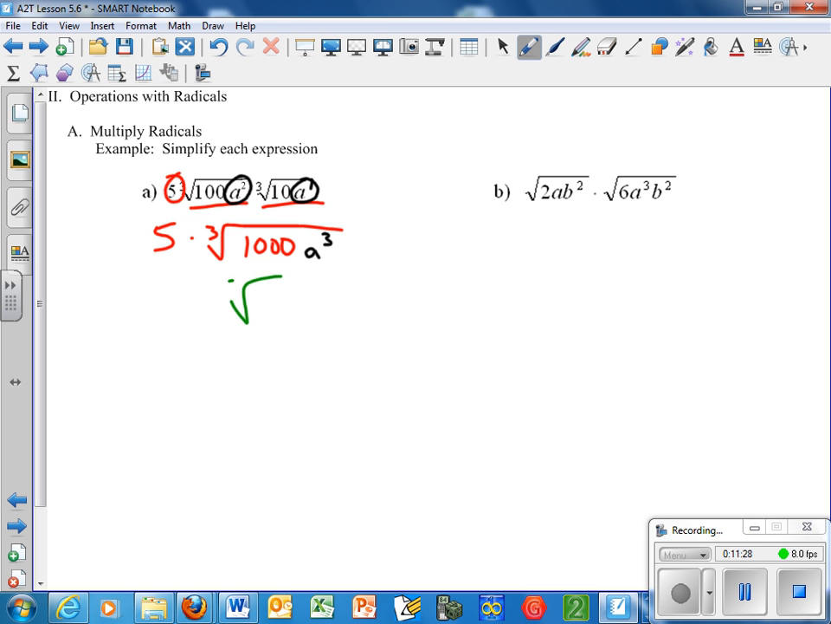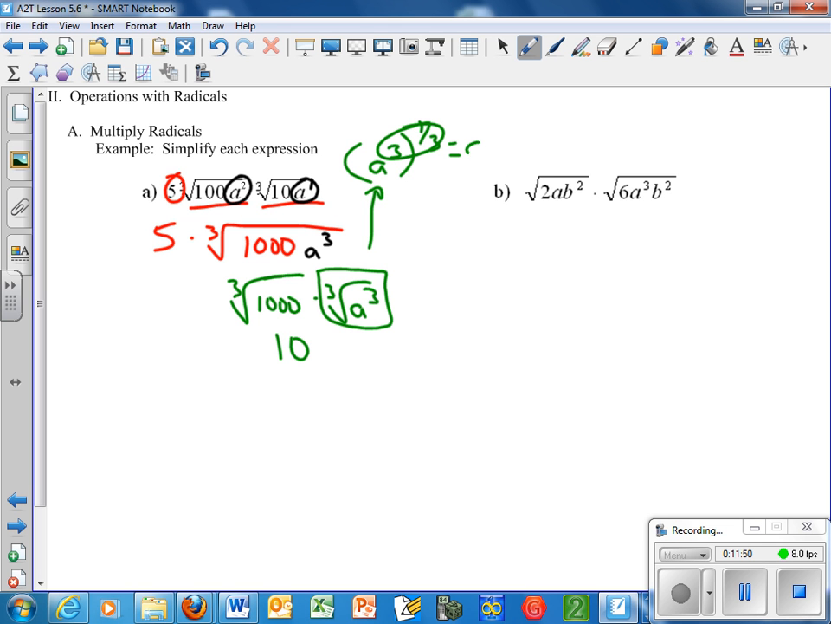So now I want to do the cube root of 1,000, and I want to do the cube root of a cubed. Both of those are perfect cubes. The cube root of 1,000 is 10. The cube root of a cubed, again going back to fractional exponents here, a cubed to the 1/3 power, 3 times 1/3, multiply your exponents, so that's a to the first. So the cube root of a cubed is a to the first, or a. Now we can't forget about this 5 that was up here, so I'm down to 5 times 10a. 5 times 10a is 50a. So that whole thing simplifies to 50a. We end up without a root in our answer.